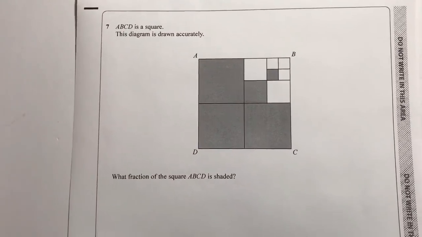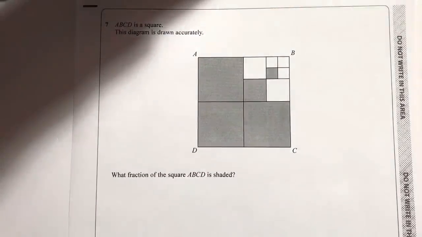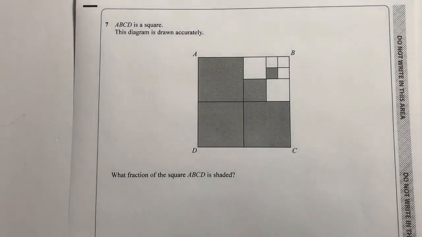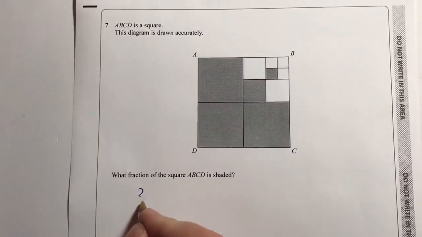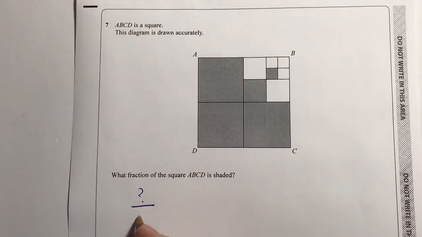Now, question number 7 is a little bit trickier. Basically what we've got here is something that just makes it look a little bit more tricky. But basically what we're saying is that we need to work out the fraction of the square which is shaded. So in other words, as we've said before, fractions are all about how many out of how many.